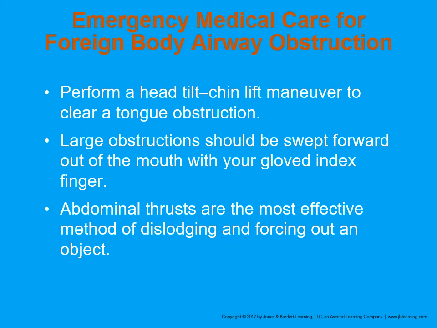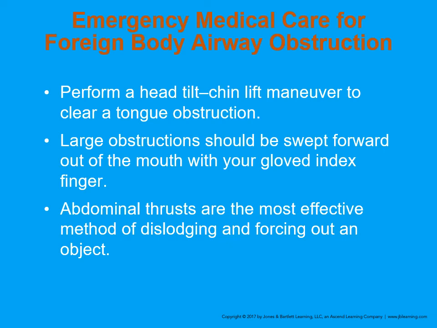Emergency medical care for foreign body airway obstructions. You're going to perform a head tilt chin lift maneuver to clear a tongue obstruction. If spinal trauma is suspected, you're going to open the airway with the jaw thrust maneuver. Large pieces of vomited food, mucus, loose dentures, or blood clots in the mouth should be swept forward and out of the mouth with your gloved index finger. When available, perform suctioning to maintain a clear airway.